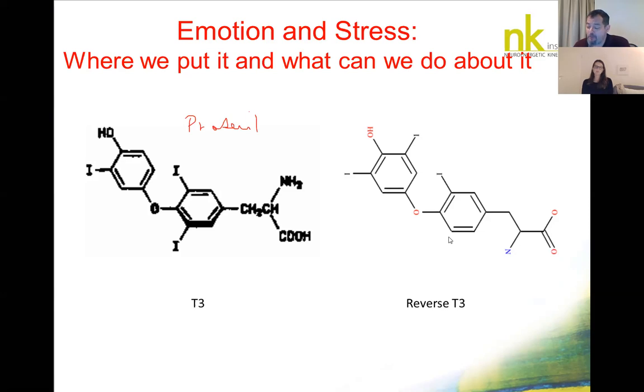So therefore they're both hormones because they bind to a receptor. That's a basic characteristic of a hormone. If it doesn't have a receptor, it is not a hormone.